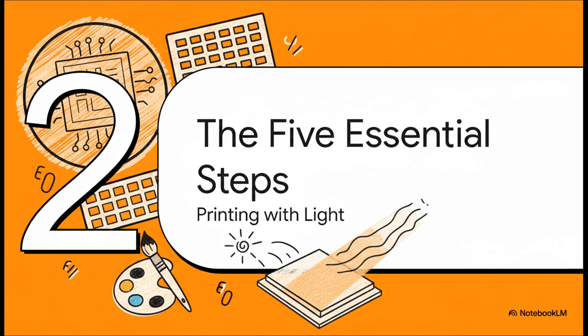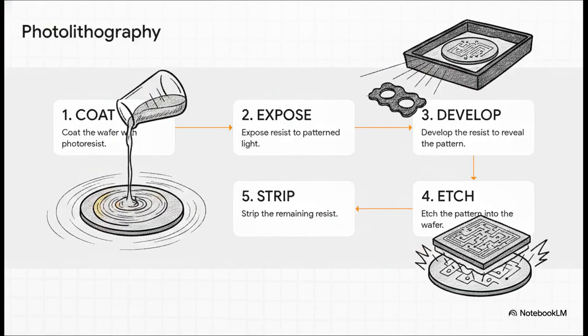The whole process is called photolithography, which literally just means printing with light. And it all happens in 5 essential steps. All right, here's the whole process at a glance. First, you coat the wafer. Then you expose it to light. You develop it, kind of like old-school camera film. Then you etch the pattern to make it permanent. And finally, you strip away all the leftover stuff. Coat, expose, develop, etch, strip.